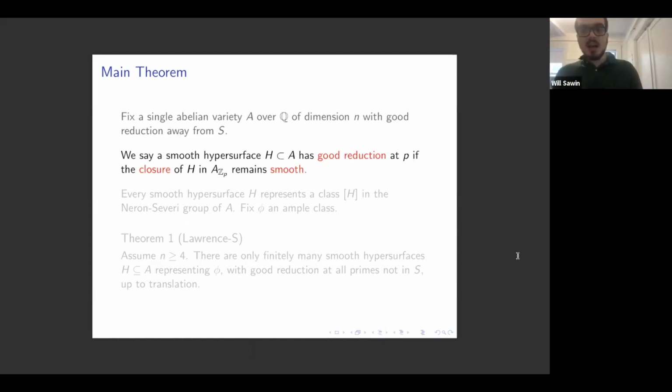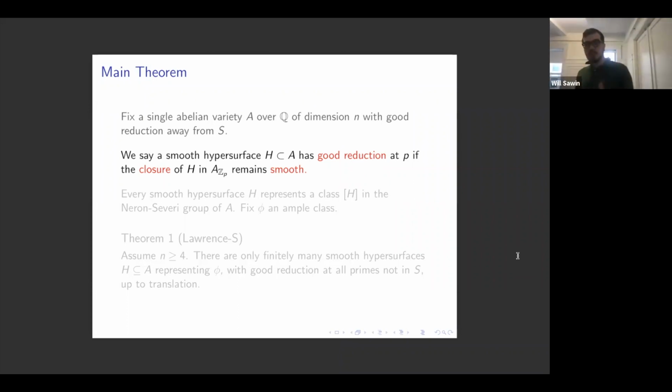And let's look at when those hypersurfaces have good reduction. We'll say a hypersurface has good reduction if its closure in the unique p-adic integral model of the abelian variety remains smooth. So I don't care if it maybe has a smooth proper model embedded in some other variety.